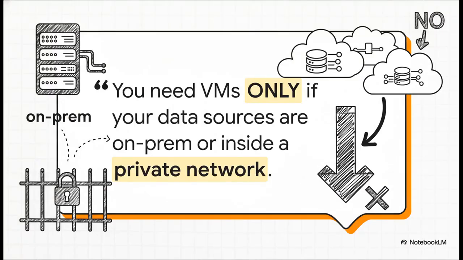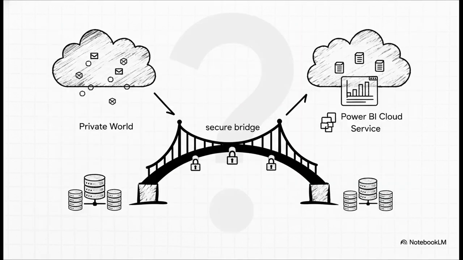And here is the answer, plain and simple. The decision to use VMs isn't a preference, it's a technical requirement. And it's dictated entirely by where your data physically lives. If your data is on-premises or locked away in a private network, you need VMs, period. If it's all in the cloud, you don't. It's really that straightforward. But why? Why does this one thing, the location of your data, have such a massive impact on your migration plan?